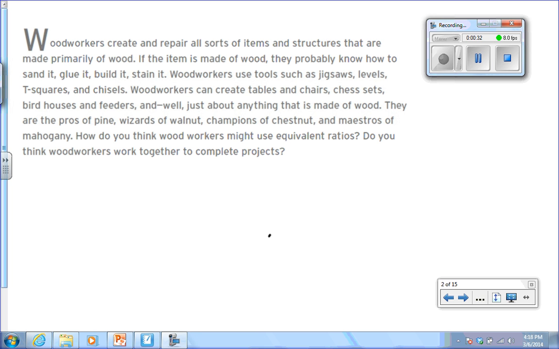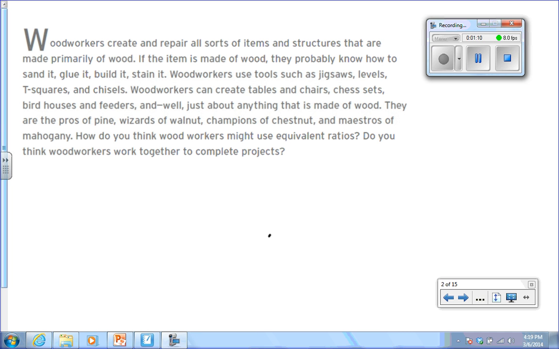So woodworkers create and repair all sorts of items and structures that are made primarily of wood. If the item is made of wood, they probably know how to sand it, glue it, build it, stain it. Woodworkers use tools such as jigsaws, levels, T-squares, and chisels. Woodworkers can create tables and chairs, chess sets, birdhouses, and feeders, and well, just about anything that's made of wood. They are the pros of pine, wizards of walnut, and champions of chestnuts, and maestros of mahogany. That one's for you, mahogany.